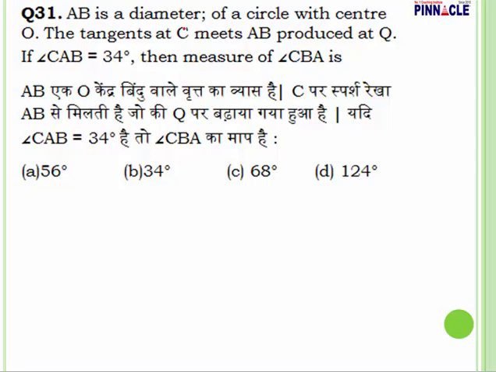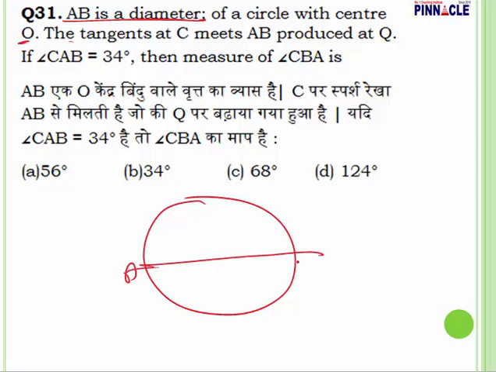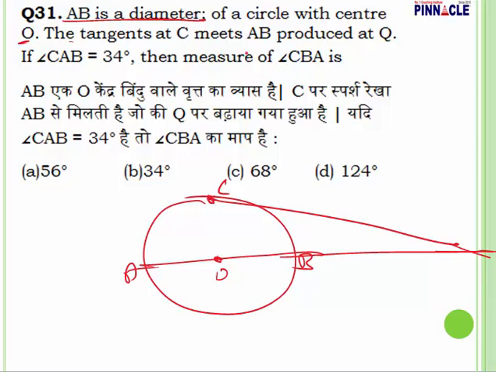AB is a diameter of a circle with center O, and the tangent at C meets AB produced at Q. If CAB is 34 degrees, then find the measure of CBA. Let's draw a circle, and AB is the diameter, and this is O. The tangent at C meets AB produced at Q. This is Q.